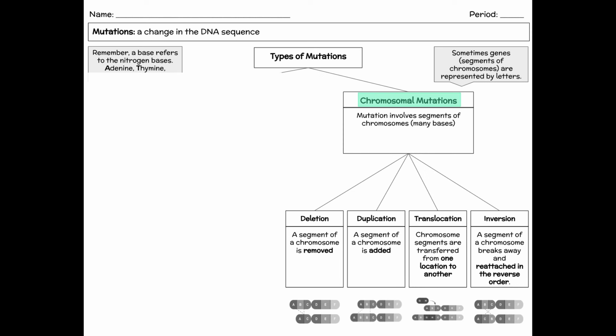Chromosomal mutations are like big changes in this recipe book. So, chromosomal mutations involve segments of chromosomes and will affect many bases. We're going to explore 4 types.